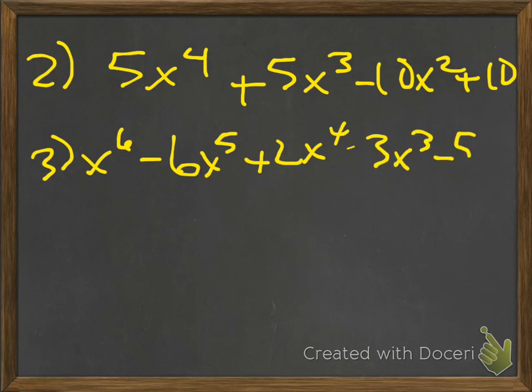It's combining like terms. You do not add the exponents. I don't think any of y'all had that problem. You're just combining, adding and subtracting the coefficients.